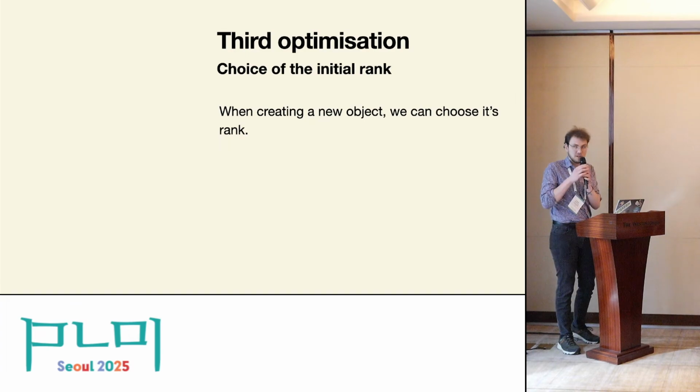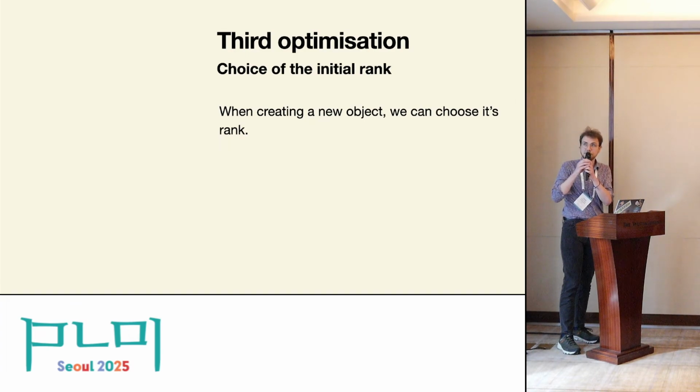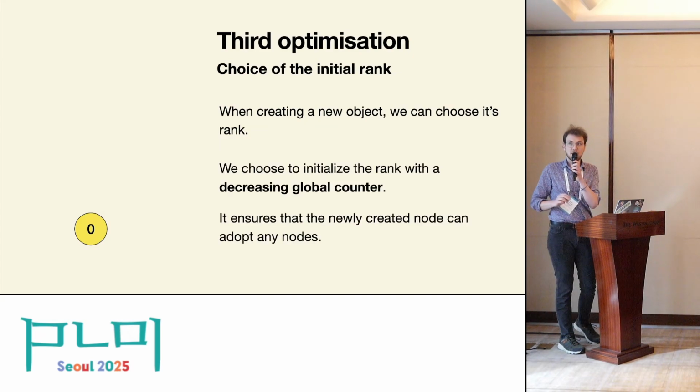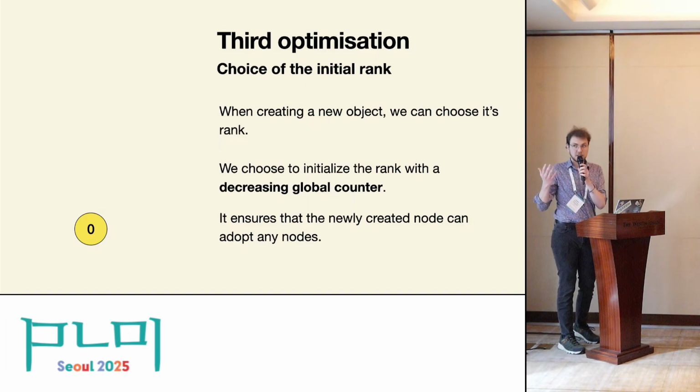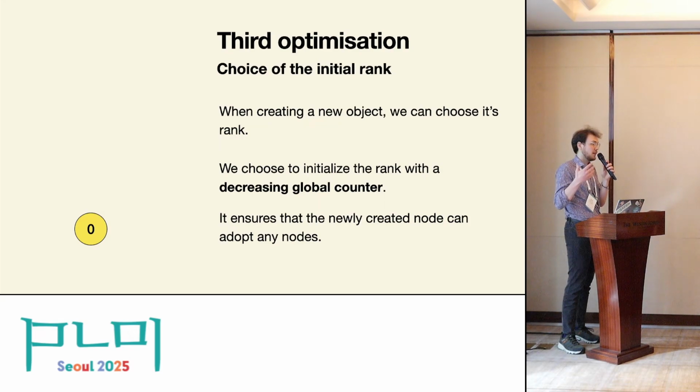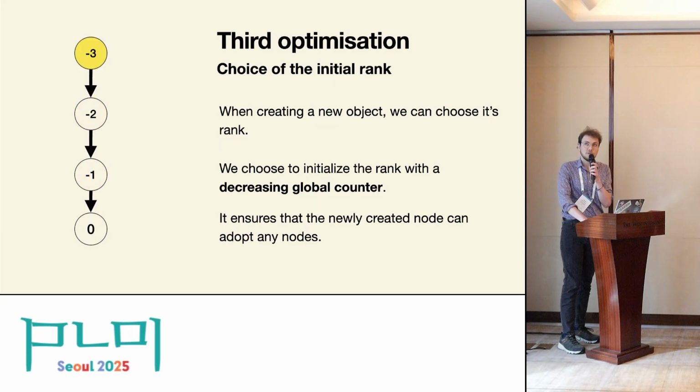The third optimization is the choice of the initial rank. So when creating a new object, we can choose its rank. So for example, here we created a new node and we chose to give it a rank of 0. So in our case, we initialize rank with a decreasing global counter. And the reason is that when we create a new object this way, we know that this new node can adopt every node that already exists in the graph. So if we create a bottom-down structure, we can simply add new node really easily without having to do extra work.